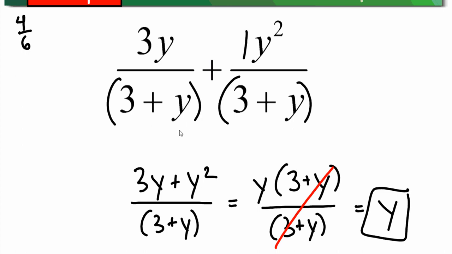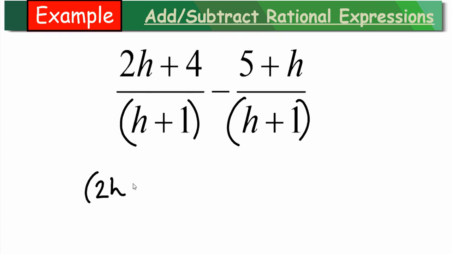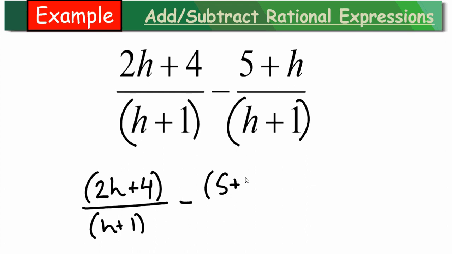So there you go. Add, if they have a common denominator, you just add the top parts and look to see if you can reduce it, simplify it. Second one. Hey, look, I have a common denominator again, but this time I'm subtracting. So I'm going to be very careful when I write this, though. This is 2h plus 4 over h plus 1 minus 5 plus h over h plus 1.